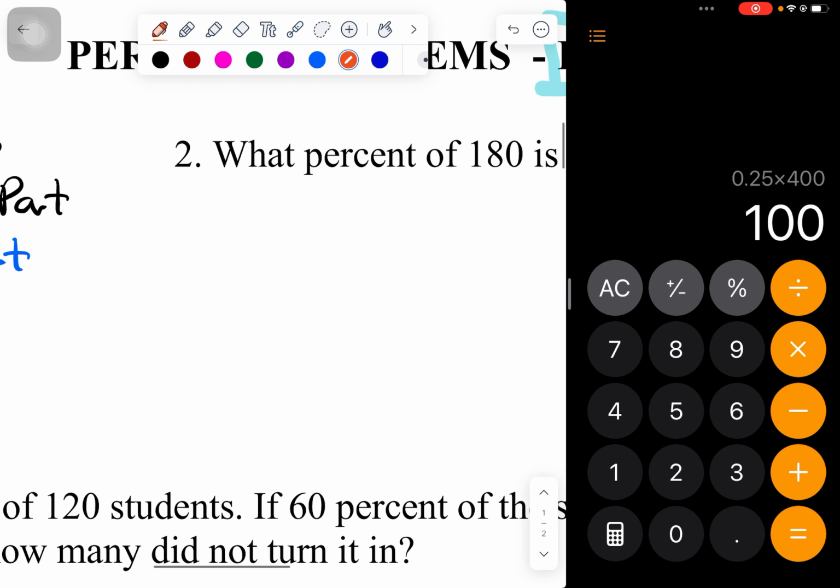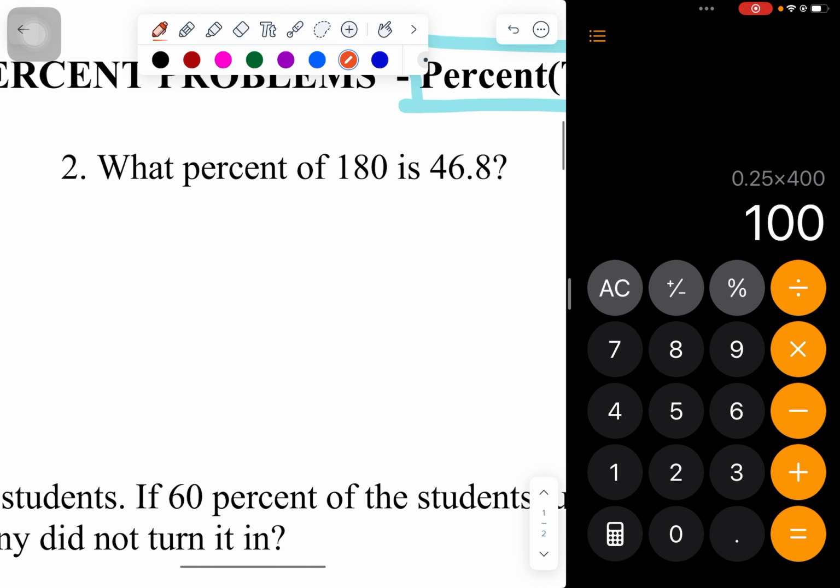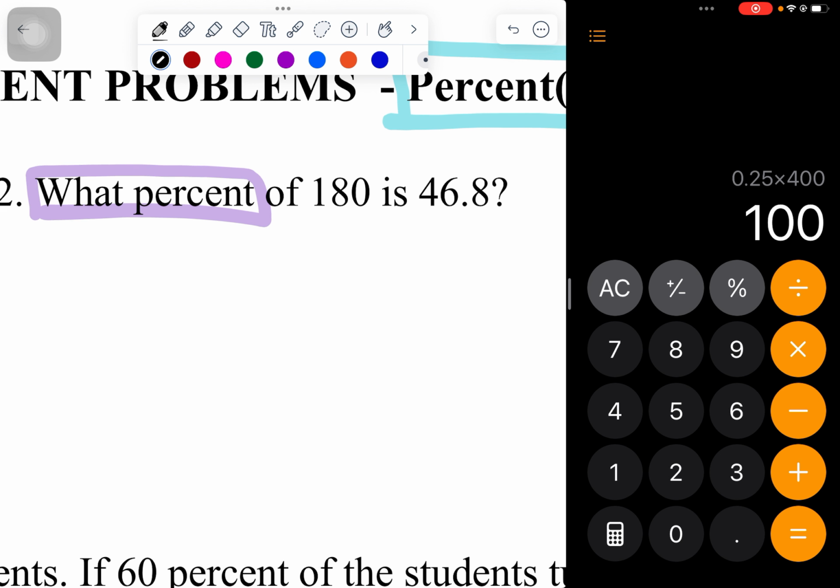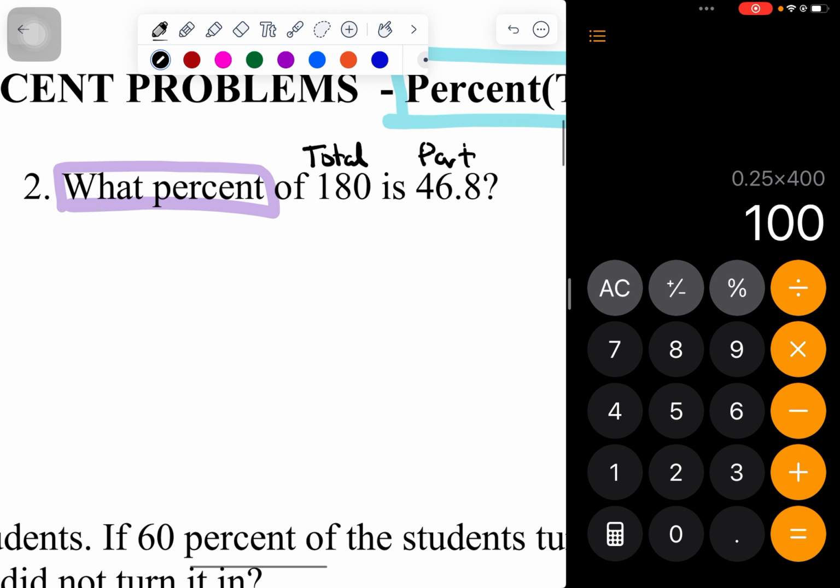So I'm going to slide on over to part B. What percent? Well, that's the question. That's the part I don't know. Okay, what's my total? I'm going to mark total. What percent of 180, so this is going to be my total, is 46.8. So this is my part. Okay, so I'm going to set up the problem. What percent? I don't know. I'll call it P for percent times the total. Well, my total is 180. Is, or equals, my part of 46.8. So I want to solve for what P is equal to.